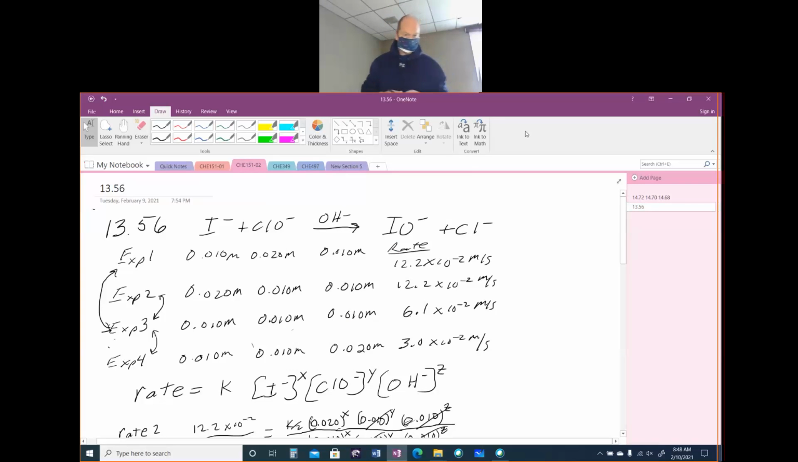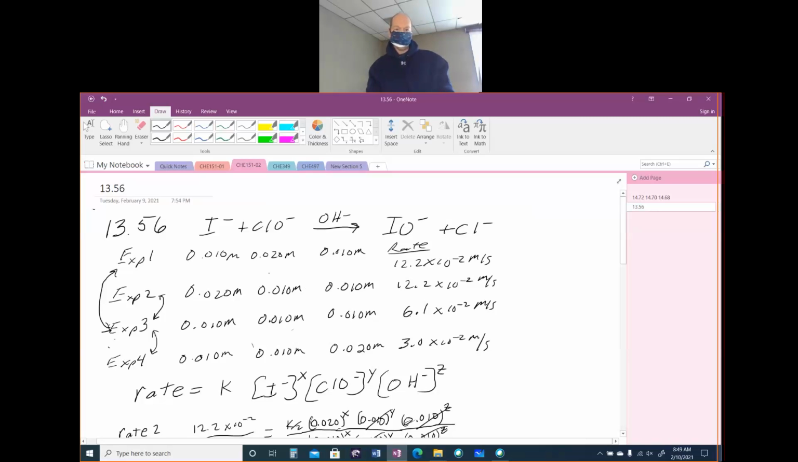All right, so the request for problem 13.56. I copied the problem down from the book. We have I minus plus HClO3, HClO minus. OH minus is written over the arrow. That is very, very common when that is a catalyst. So over the arrow indicates that this is a catalyst, and that produces IO minus and Cl minus.